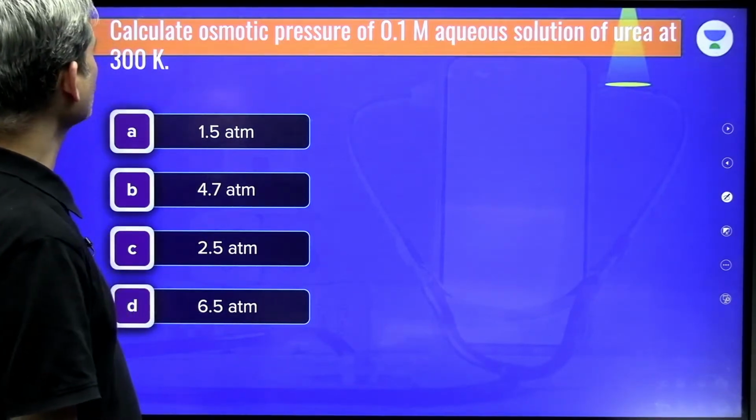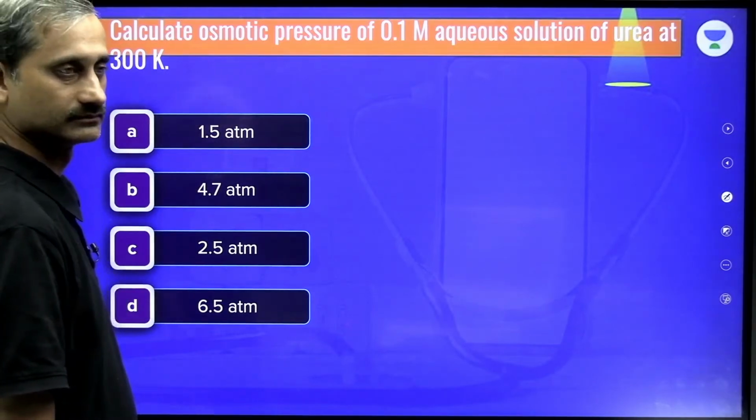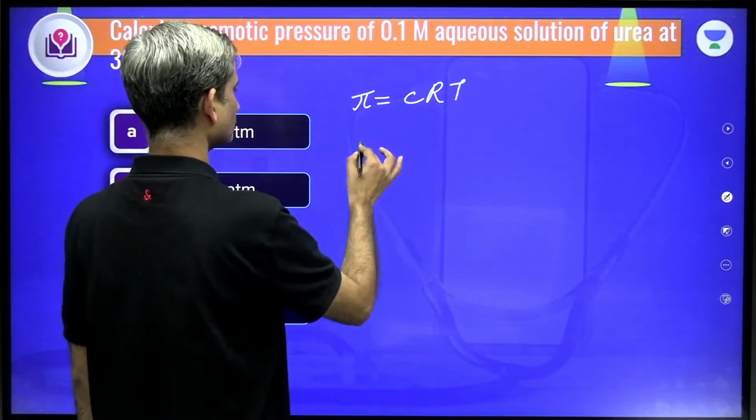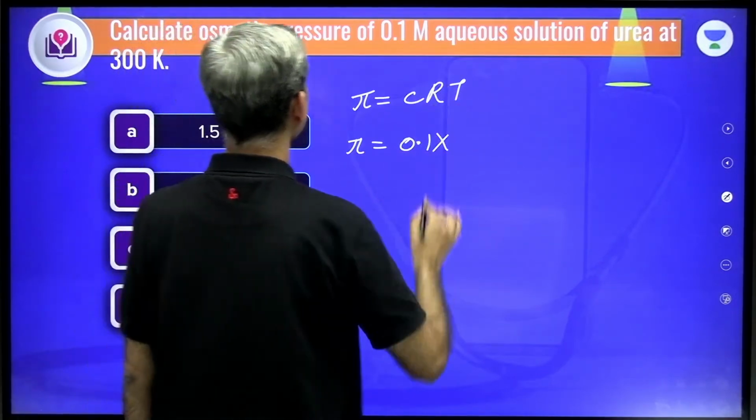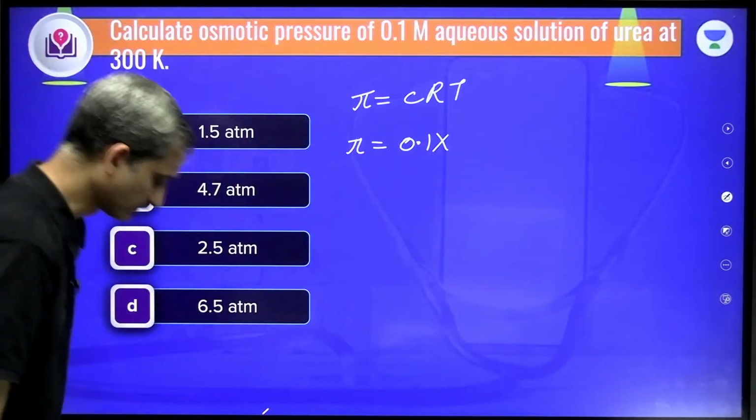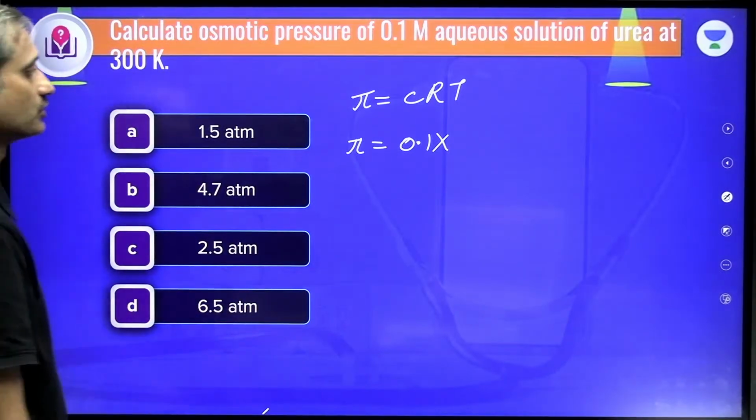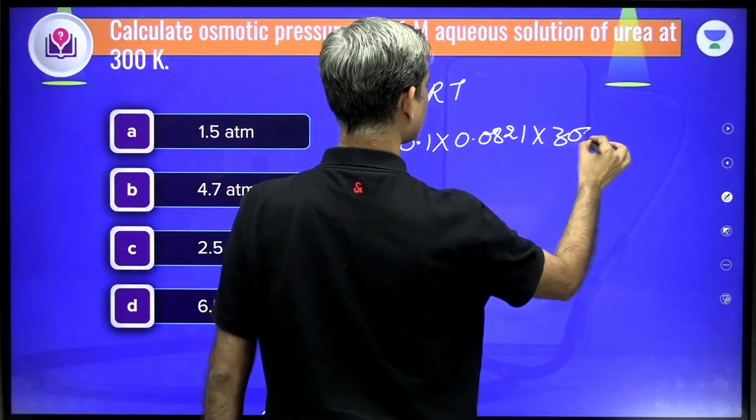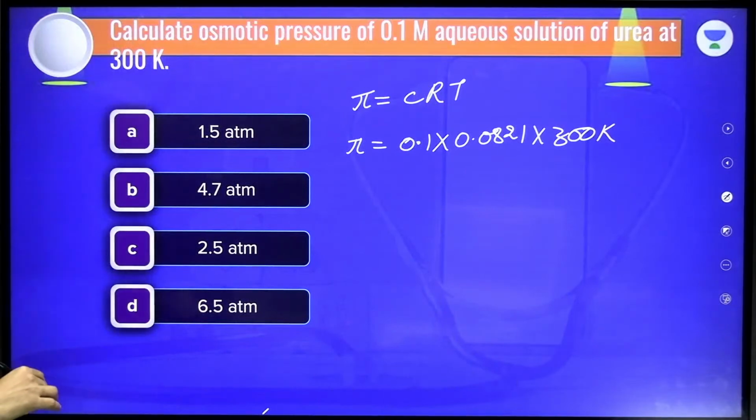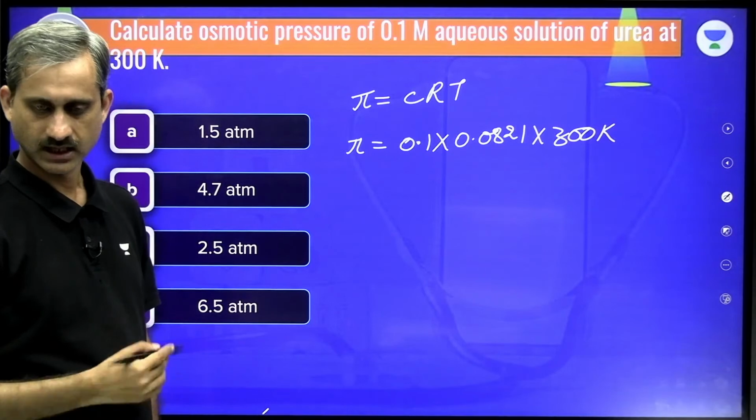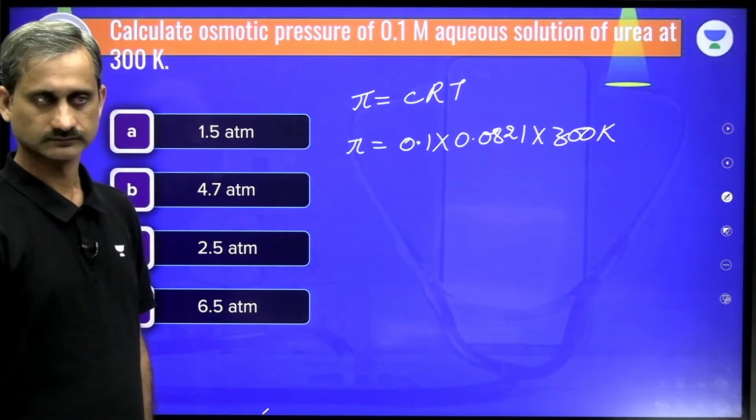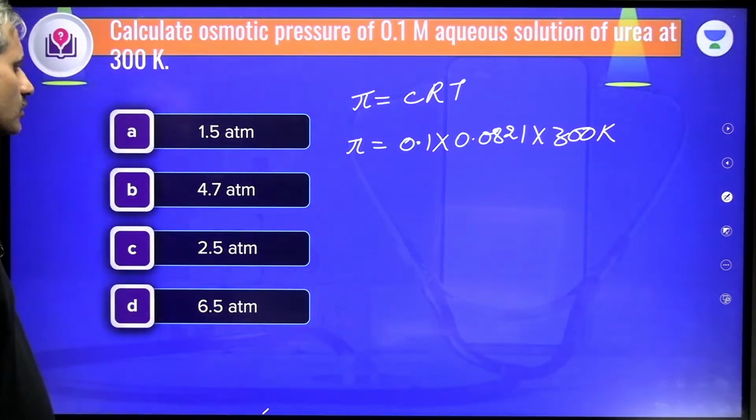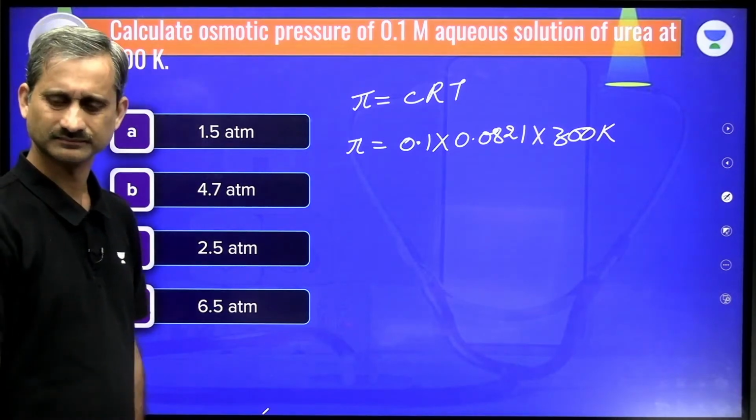So could we have the answer to this question? Calculate the osmotic pressure of a 0.1 molar aqueous solution of urea at 300 Kelvin. The answer is to be given in atmosphere. Now, if the answer is to be given in atmosphere, then the R value is 0.0821, and the temperature is 300 Kelvin. So what would be the pressure that we are expecting here? Answer quickly. I think the answer would be 2.5 atmosphere. Isn't it? Check it out. Yes.